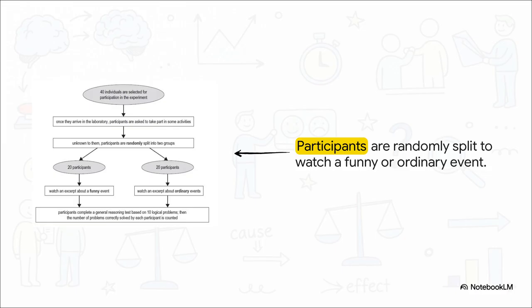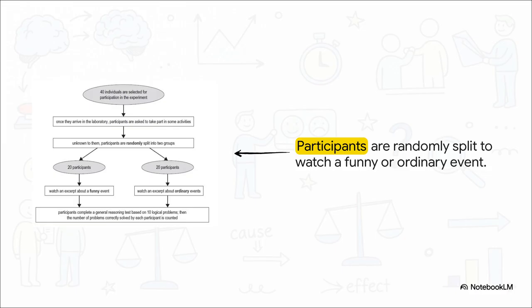Boom, there's our random assignment ensuring both groups have a similar mix of tired folks, energetic folks, and everyone in between. Next up is the active manipulation. One group is shown a funny event on a screen, while the other group watches an ordinary, super mundane event. Finally, both groups sit down to complete the exact same reasoning test featuring 10 logic problems.